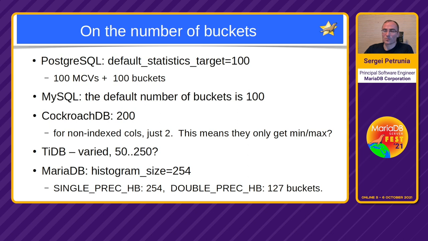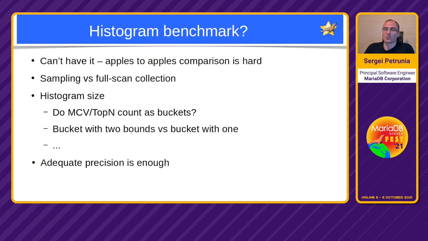Now, one could expect me to do a histogram benchmark, but I decided against doing it because it's hard to do an apples-to-apples comparison, because histograms are slightly different. Also, some databases use sampling, while some use full scan collection, which affects the precision. And it's difficult to compare histogram sizes. Do most common values count as buckets? What are buckets with two bounds versus buckets with one? Do they count as one bucket or two buckets?